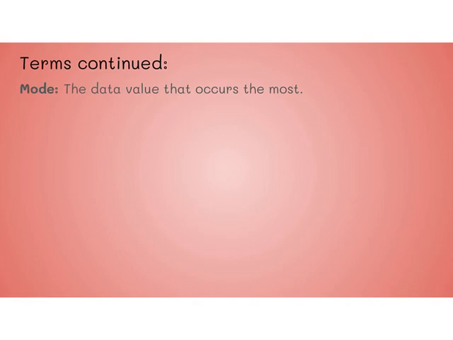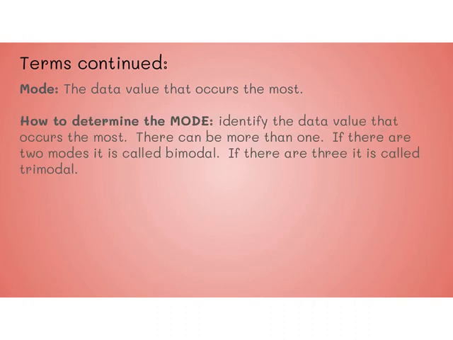The next term is mode, the data value that occurs the most. In order to determine the mode, we need to identify the data value that occurs the most. Sometimes there might be a couple of different numbers that occur the most in the data set, which would be bimodal. That means there are two numbers occurring the same amount of times. If there are three, it's called trimodal, and there can also be no mode because it could just be each number listed once.